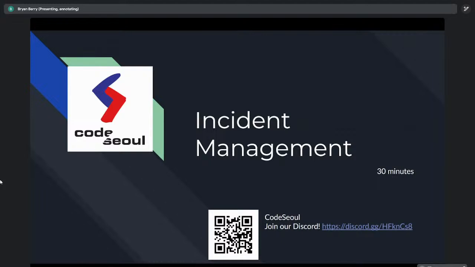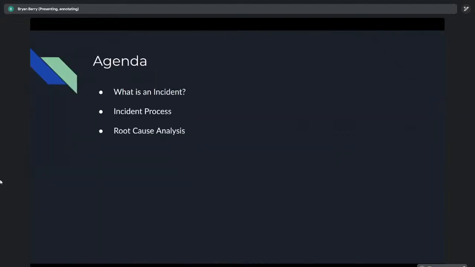It's going to be a little bit different at startups. This is more of a larger company perspective, okay? So again, this is going to be a short one because we're pretty much out of time already. But we're going to go over what is an incident in terms of incident management. We're going to go through the incident process and root cause analysis.